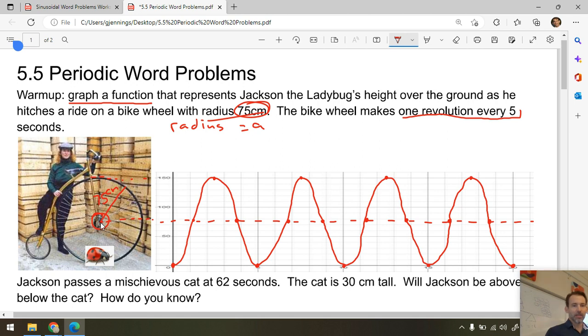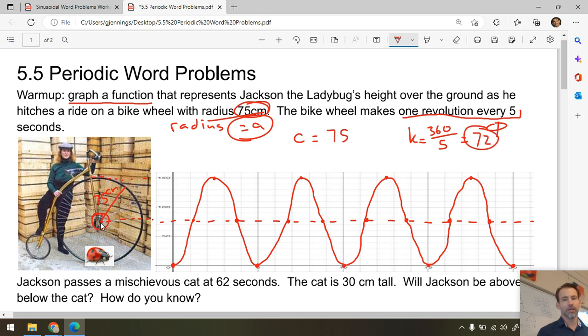Cool, right? All right. So C here would be 75 as well. And then we know that it makes one revolution every 5 seconds. So how would we find K? 360 divided by 5. That is 72. Yeah. K equals 360 divided by 5. That gives us a K of 72. Whoa, that's a really fast periodic function.